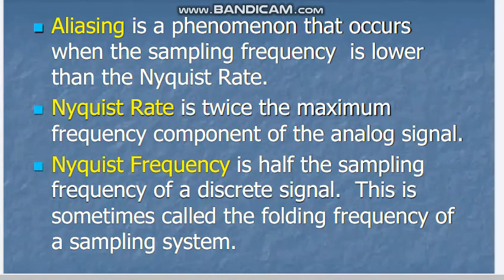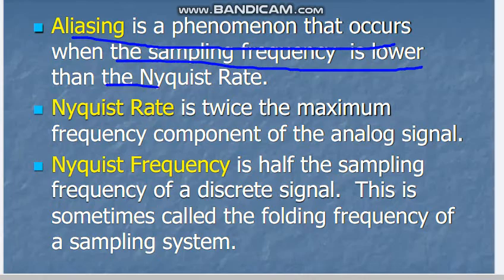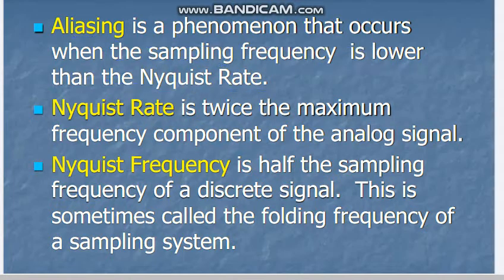Now here we can see what aliasing is. Aliasing is a phenomenon that occurs when the sampling frequency is lower than the Nyquist rate. The Nyquist rate is the rate of frequency that is twice the operating frequency, as you know. This phenomenon occurs when the sampling frequency is lower than the Nyquist rate. And what is the Nyquist rate? The Nyquist rate is twice the maximum frequency component of the analog signal.